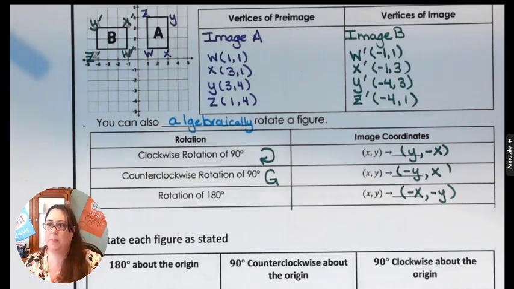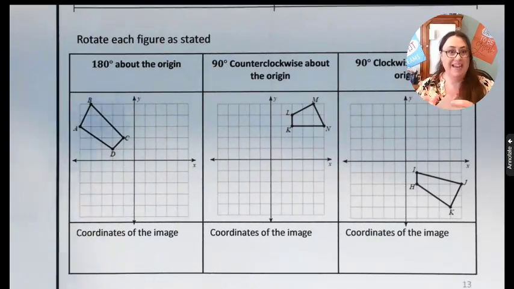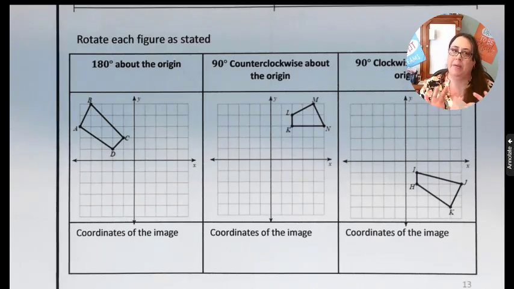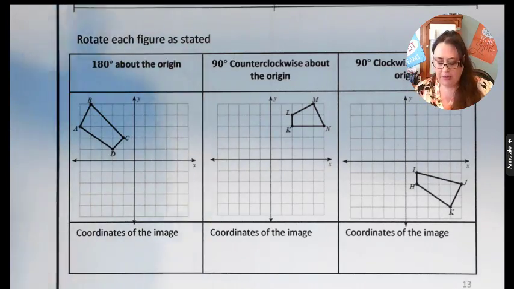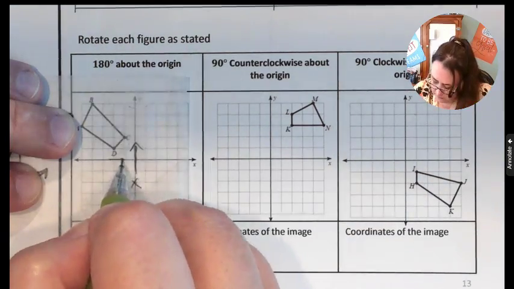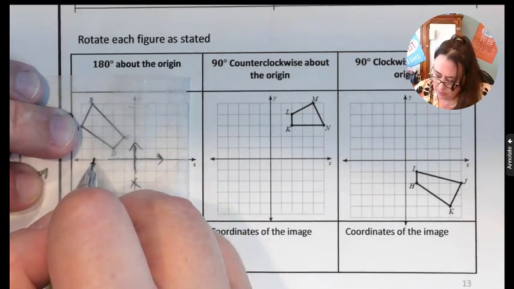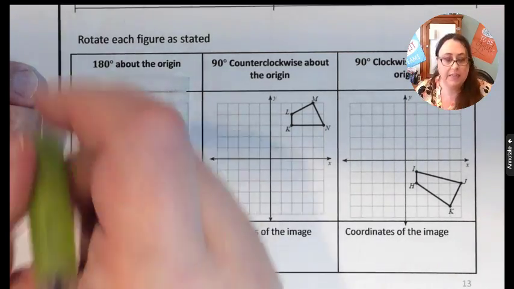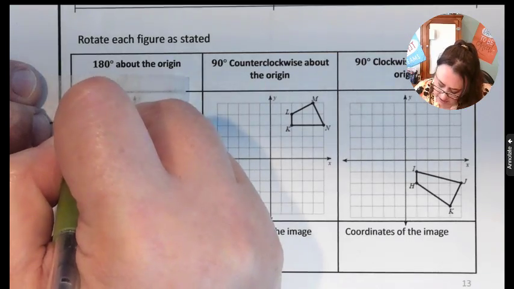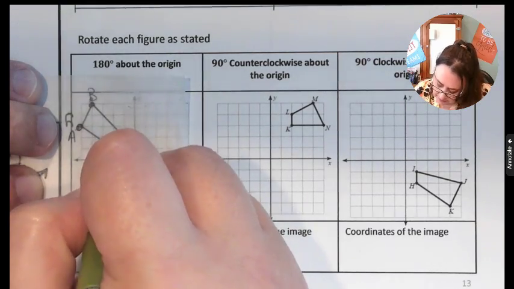So let's do some practice problems. Again, I'm going to take out my paper. You can do this algebraically, or you could do this with your paper. It's probably best to try it with your paper just because we're learning it. So make sure you set up your axes. That's super important. And then A, B, C, and D.